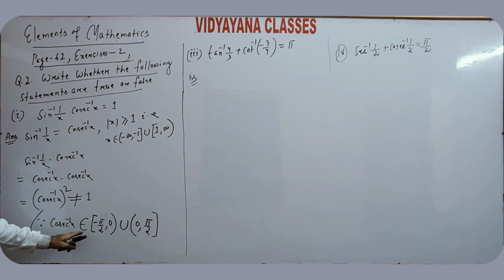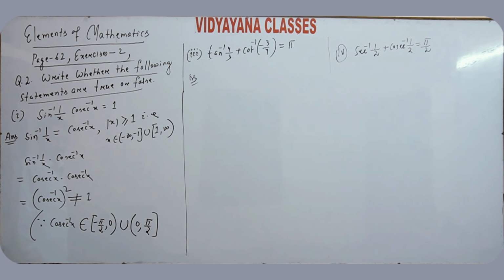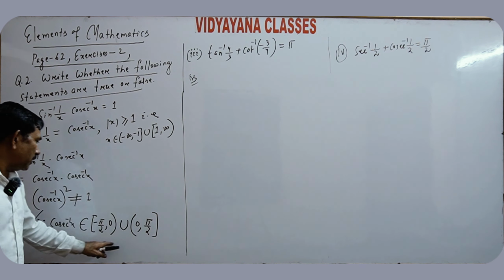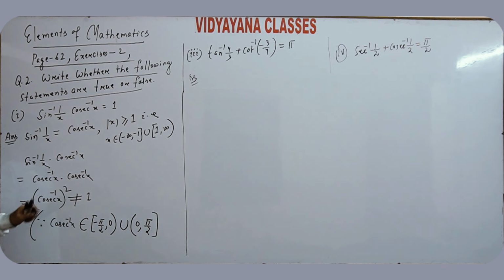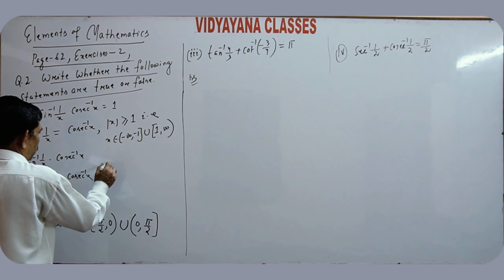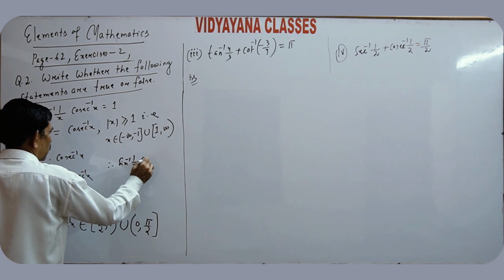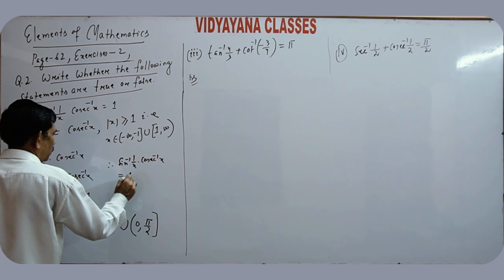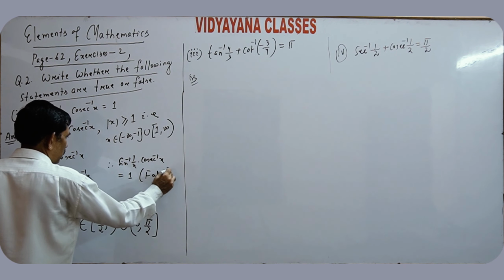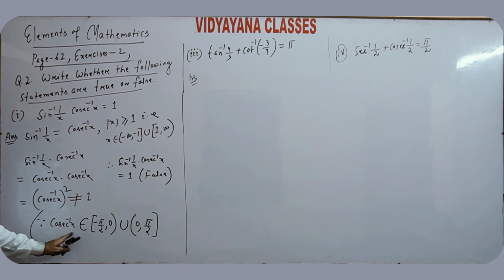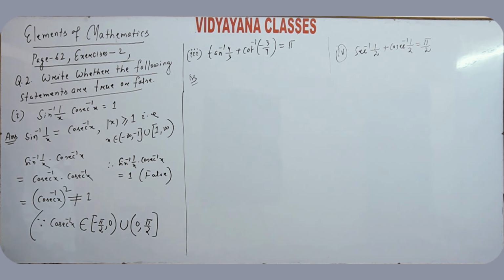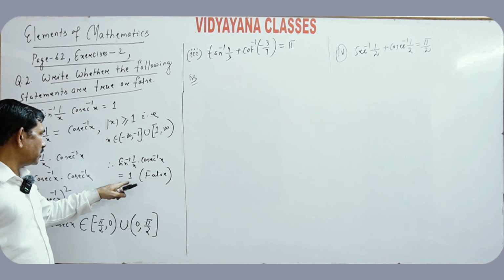Since cosec inverse x belongs to this set, there is no value of cosec inverse x in this set whose square is equal to 1. Cosec inverse x is never equal to 1 in this interval. So square of cosec inverse x is not equal to 1. Therefore, sin inverse 1 by x into cosec inverse x is equal to 1 is false. Cosec inverse x is never equal to 1 in this interval or minus 1. So square of cosec inverse x is not equal to 1. Sin inverse 1 by x into cosec inverse x is equal to 1 is false.